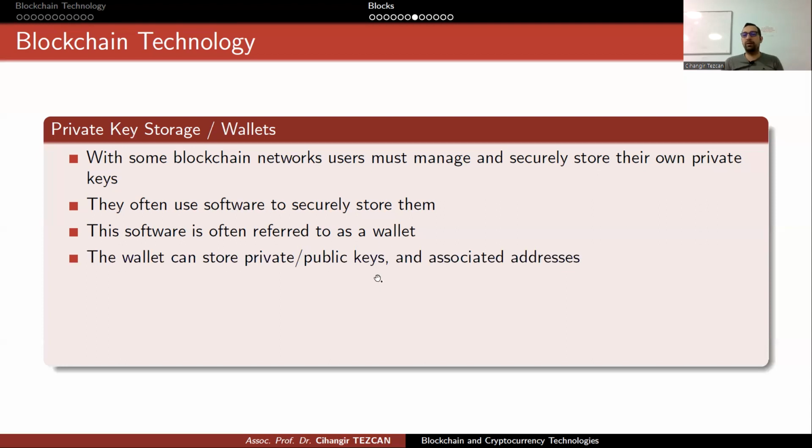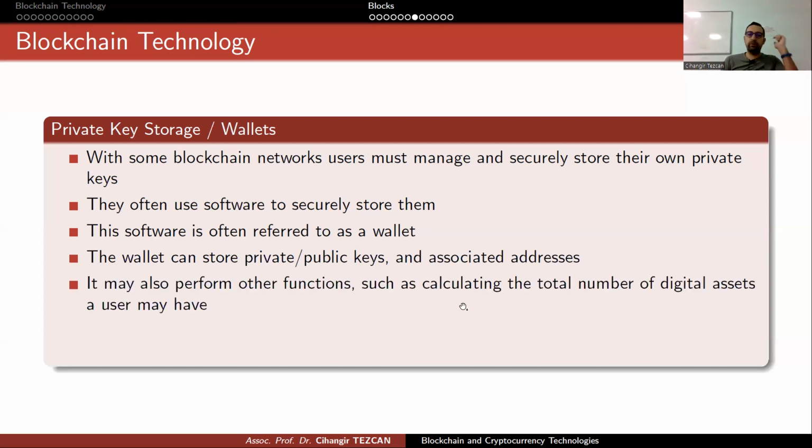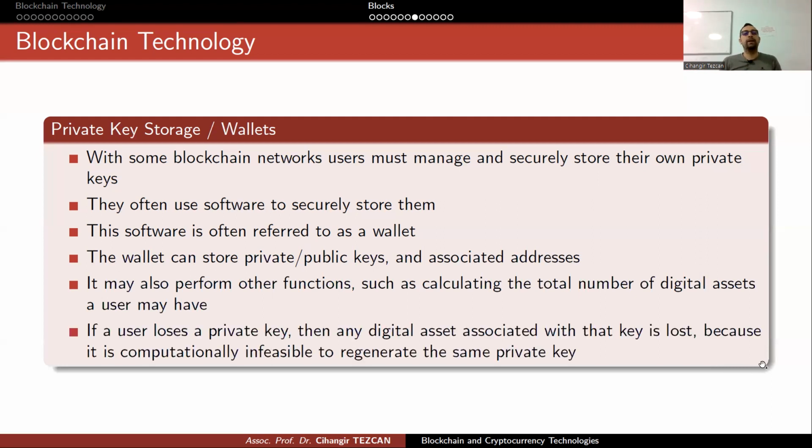But since they know your public keys, they look at the blockchain, search for your public keys, and then show you how much cryptocurrency you have. It may also perform other functions, such as calculating the total number of digital assets a user may have. If a user loses a private key, then any digital asset associated with that key is lost, because it is computationally infeasible to regenerate the same private key if you don't have a trapdoor. And in those cases, those 20 words generally give you a trapdoor for that.